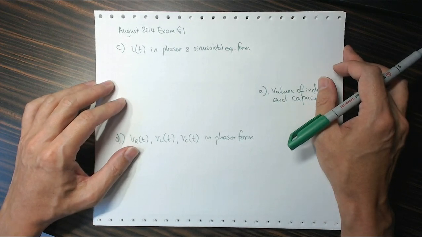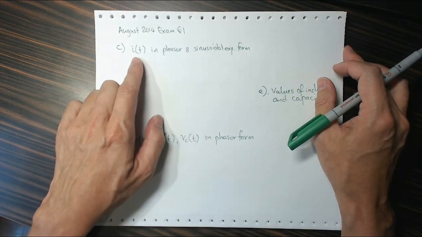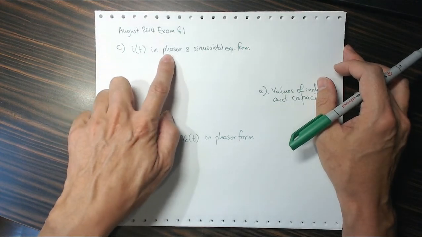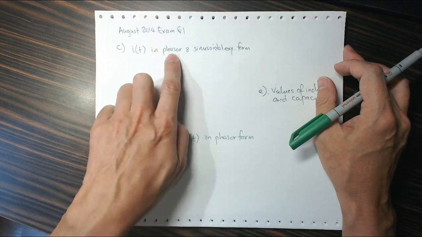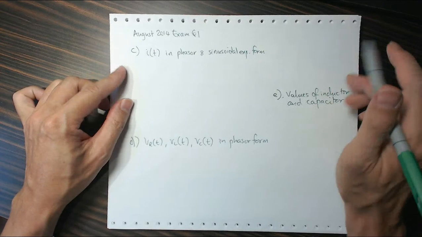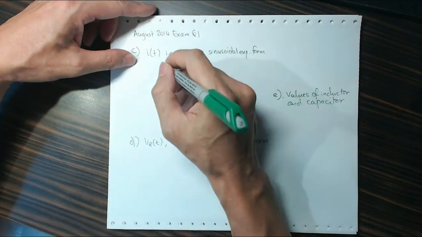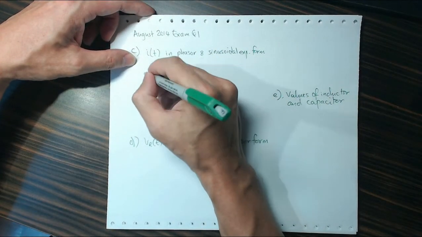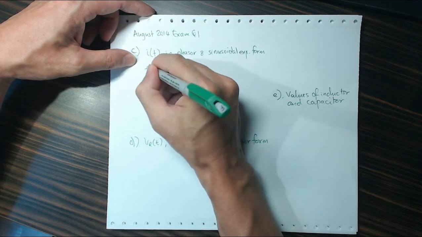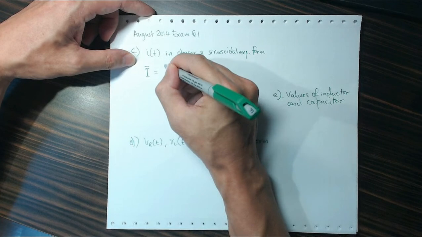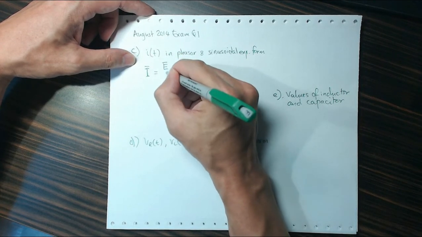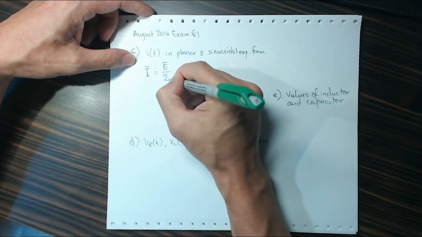Alright, now we next look at part C. Part C wants us to calculate the incoming current supply in the phasor and sinusoidal expression format, right? To calculate current, we use Ohm's law. Now, Ohm's law states that the current in phasor form, let's write I, current in phasor form is the voltage in phasor form divided by the total impedance.